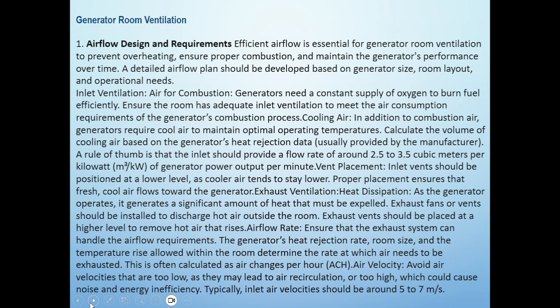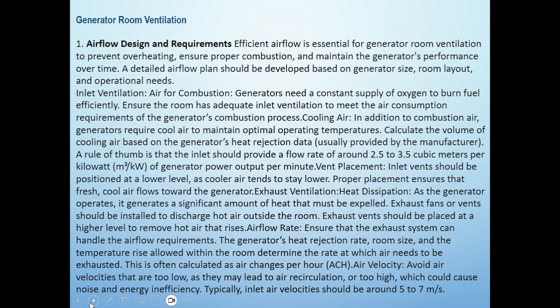Exhaust ventilation, heat dissipation. As the generator operates, it generates a significant amount of heat that must be expelled. Exhaust fans or vents should be installed to discharge hot air outside the room. Exhaust vents should be placed at a higher level to remove hot air that rises. Airflow rate ensures that the exhaust system can handle the airflow requirements. The generator's heat rejection rate, room size, and the temperature rise allowed within the room determine the rate at which air is to be exhausted. This is often calculated as air changes per hour.